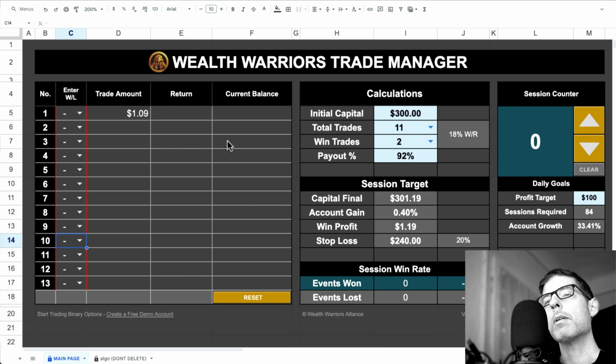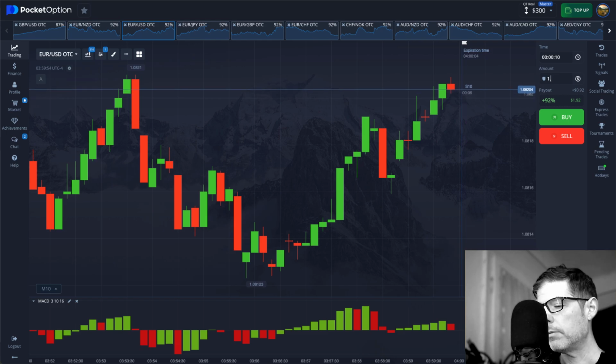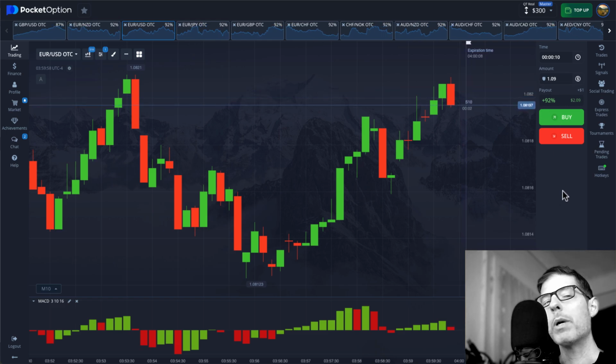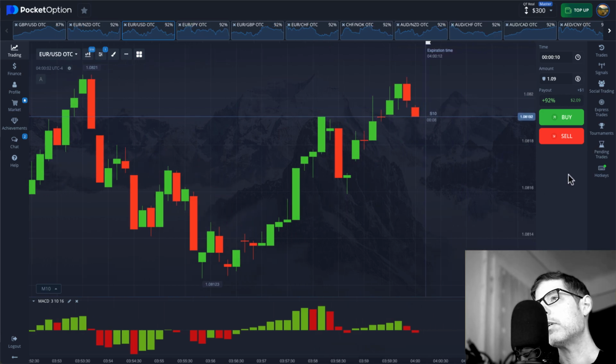And so we're going to go ahead and take your tips and advice, and we're going to apply it today. The Trade Manager gives me the first trade amount, which is going to be 109. Over here. There we go. I've entered in that first trade amount. We are ready to trade. So let's go ahead and wait for this first candle.